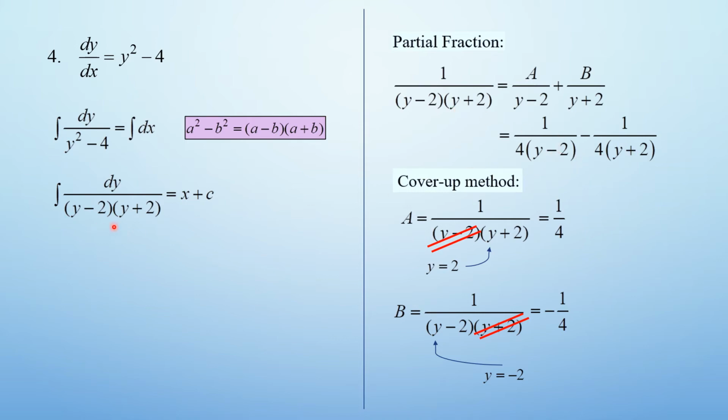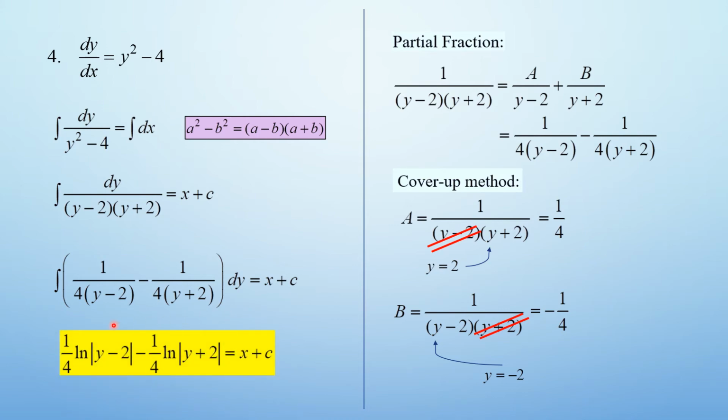So let us rewrite this expression by using the partial fraction decomposition before we evaluate the integrals. So we get the integration of 1 over 4 times y minus 2, minus 1 over 4 times y plus 2, dy, equals x plus c.